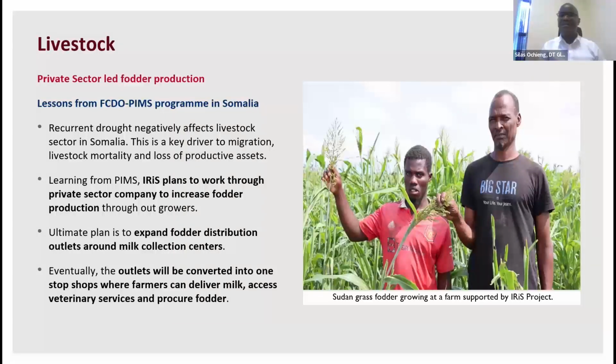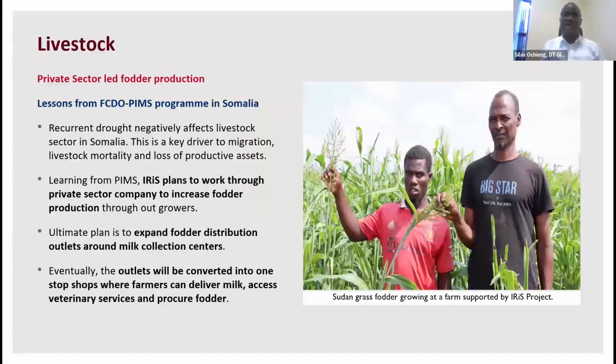So at the moment, during year one, we piloted the initial activities with a few community-based VSLAs, that is village savings and lending associations, to be able to grow fodder. And now in the second phase, we are partnering with private sector companies to engage the growers so that they can expand their production capacity and deliver this fodder in the rural areas where it's required most.